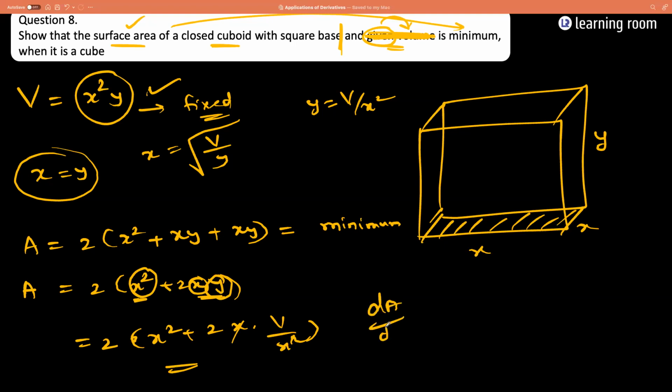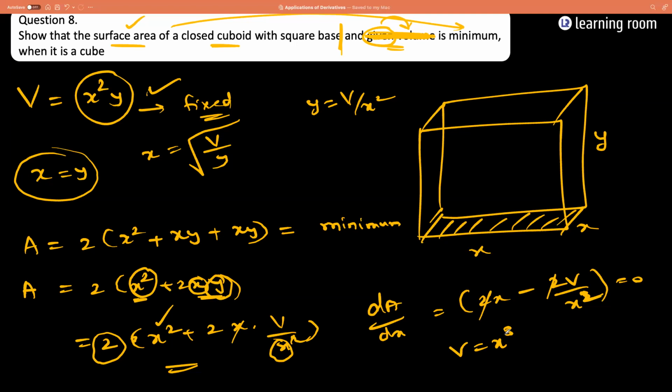So dA by dx என்ன வருது நீயே சொல்லு. Forget about this 2. So derivative of x square is 2x. Derivative of 1 by x is minus 1 by x square, equated to 0. So 2 and 2 are lost. So 2v by x square equals 2x, so v is equal to x cube. புரியுதாடா? Yes, sir. அப்ப v is equal to x cube, but we already know v is equal to x square y. Cancel பண்ண, y is equal to x னு வருது. That's what they are saying.